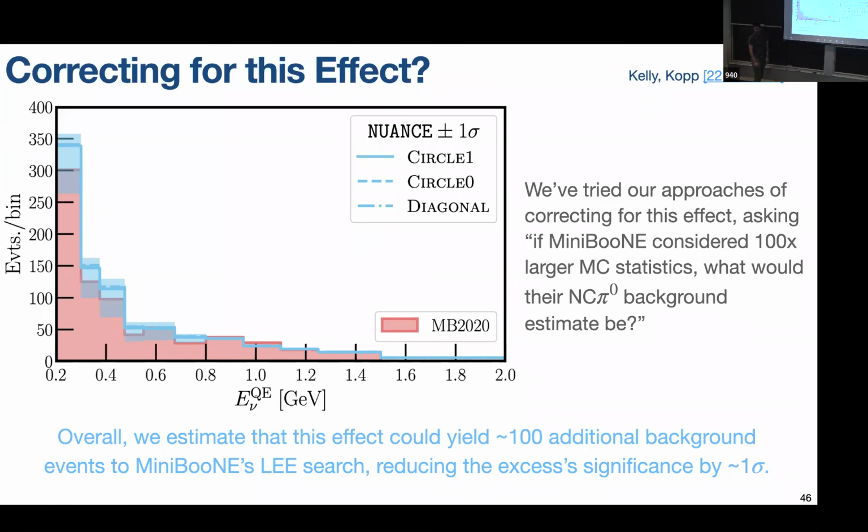What does that reduce the significance of the excess to? So it goes down to somewhere in the mid 3 sigma. Yeah. So definitely doesn't vanish.